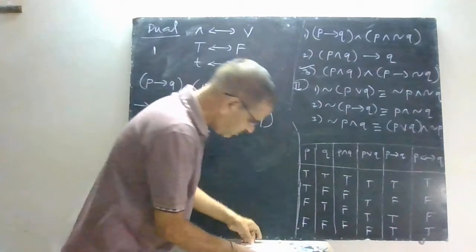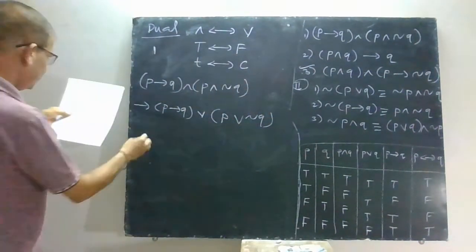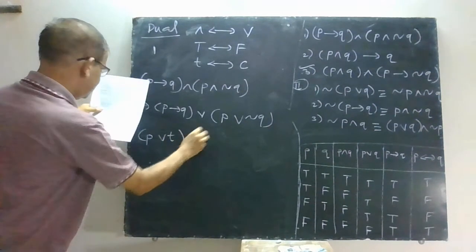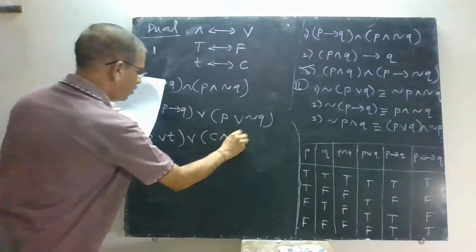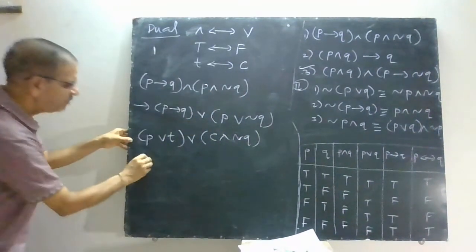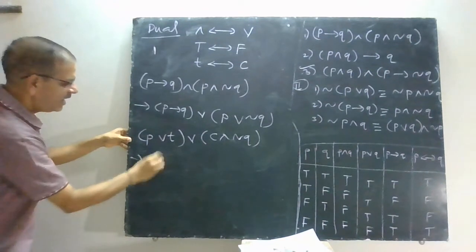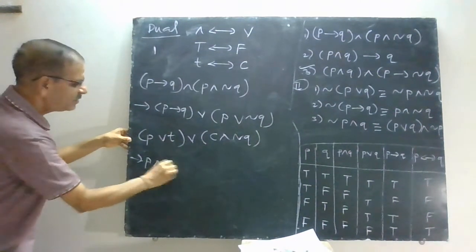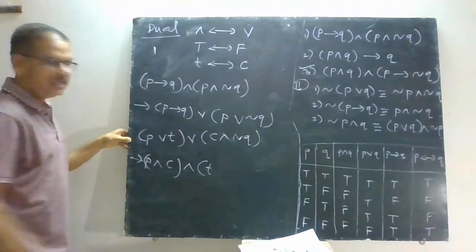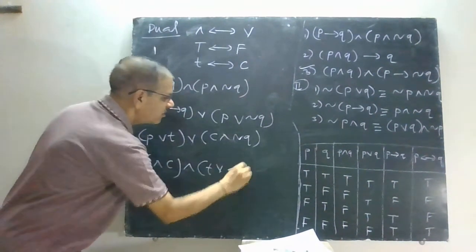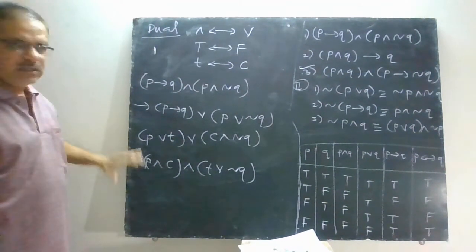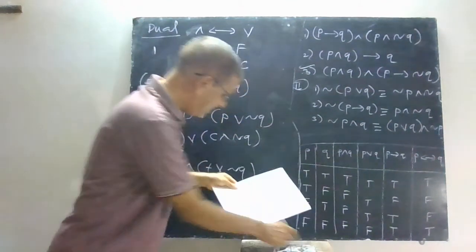If you have one more statement, P or T and OR C and not Q, suppose this is your given statement, then how do you write the dual of this one? Simple: P, and OR is replaced by AND, T is replaced by C, this OR is replaced by AND, C is replaced by T, again this is OR, negation of Q. So if you use these three rules, it is very simple to write down the dual of a given statement pattern.